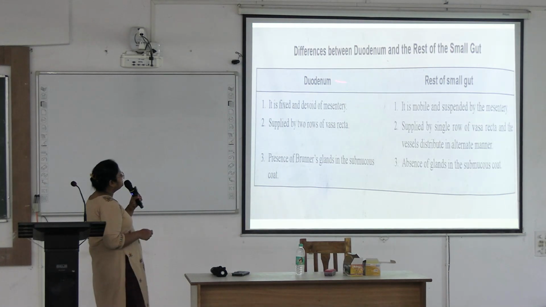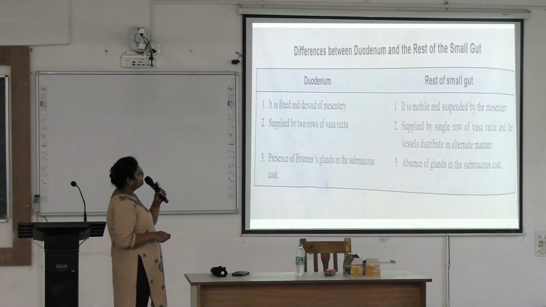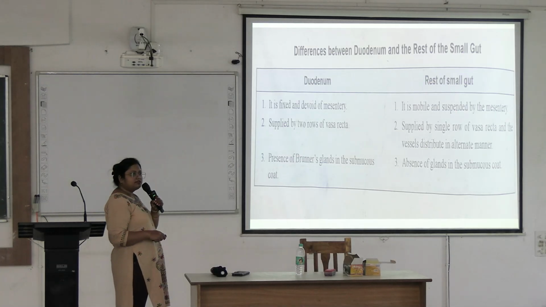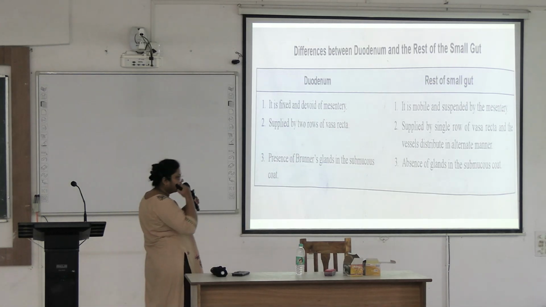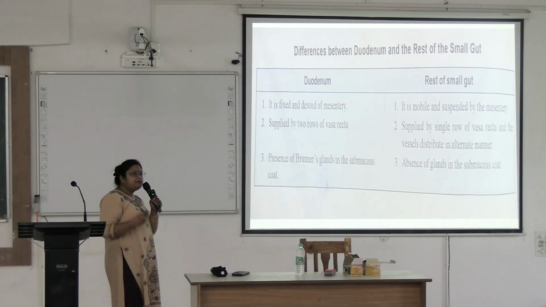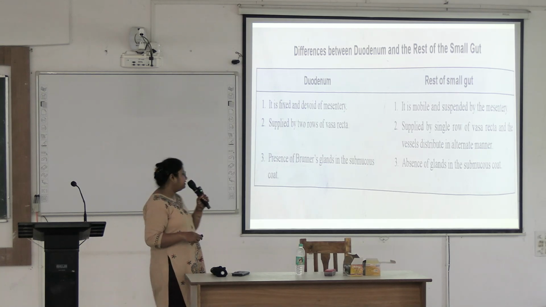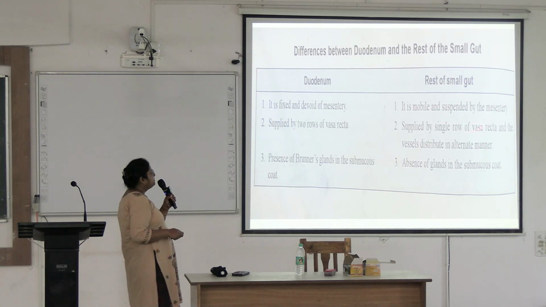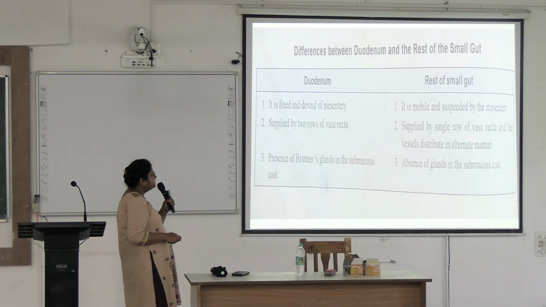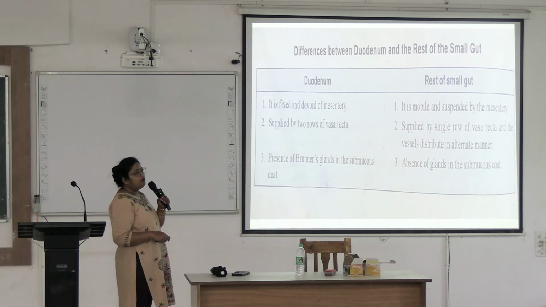So what is the difference between the duodenum and the rest of the small gut? The duodenum is a fixed part and it is devoid of mesentery. But the rest of the small gut is mobile and suspended by the mesentery. So mesentery is absent in the duodenum. And the duodenum is supplied by two rows of vasa recta. Vasa recta are fine vessels supplying the walls of the duodenum. So it has two rows of vasa recta, but the other parts of the small gut are supplied by a single row of vasa recta, and the vessels distribute in an alternate manner.